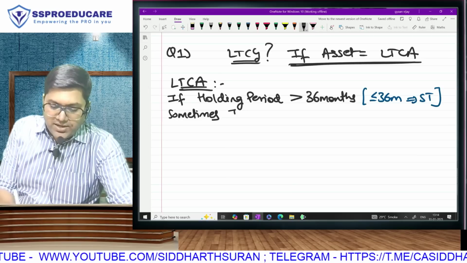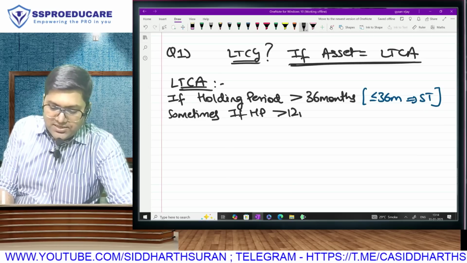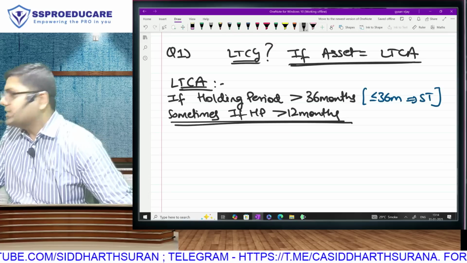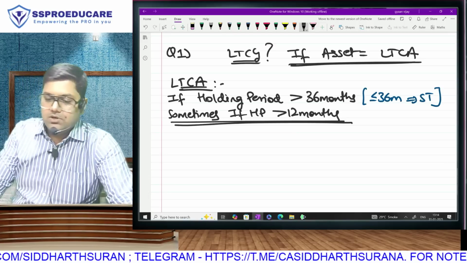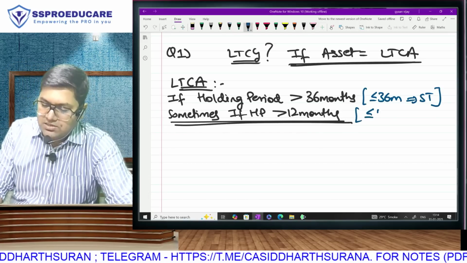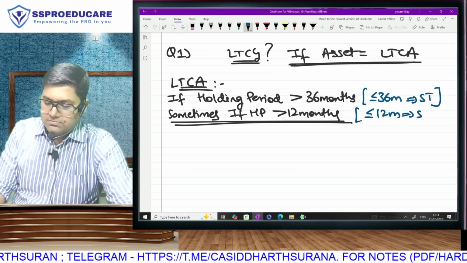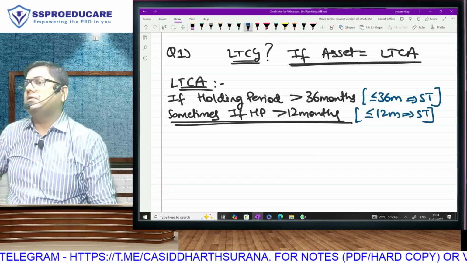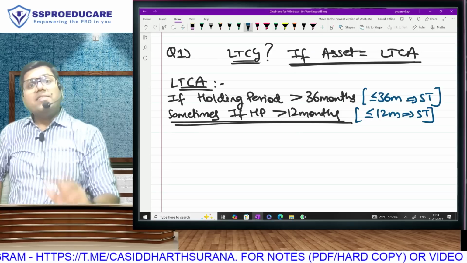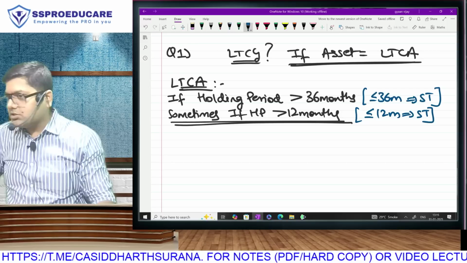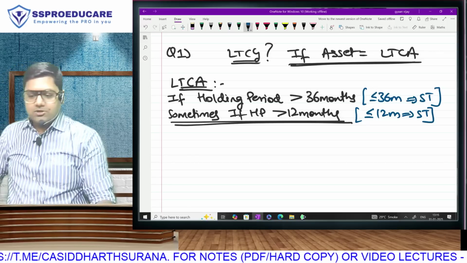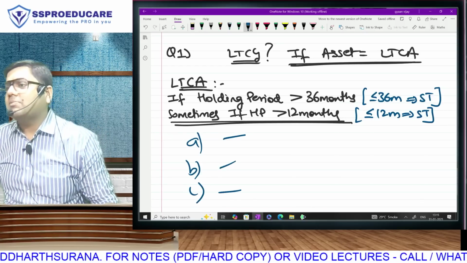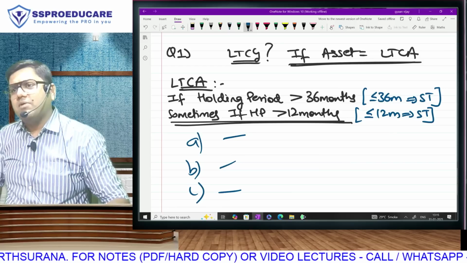So sometimes your asset will become long term if the holding period is greater than 12 months. Means we are not keeping a constant rule for all assets. Some assets we have 36, but some other assets we have 12 months. Please understand, normal rule 36, but some special assets will go in 12 months. Whether 36 or 12, greater than will become long term and less than or equal to will become short term. There are 3 assets that they have given in this list. Means 3 assets will become long term after 12 months. Everything else will become long term after 36.